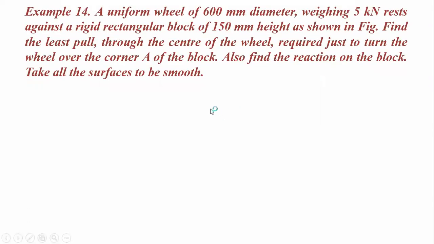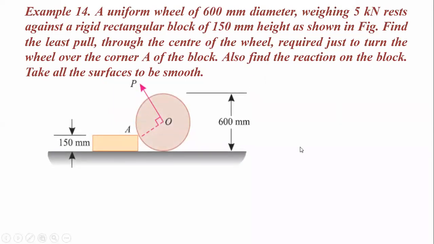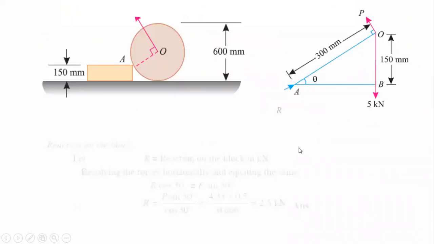Now let us see one example. A uniform wheel. Now this example we have already seen. Now let us proceed for the new example.